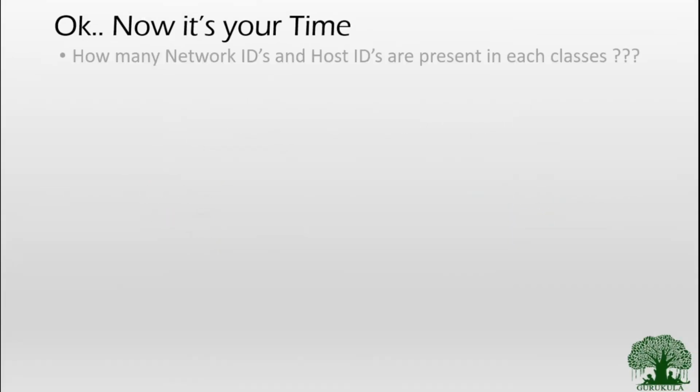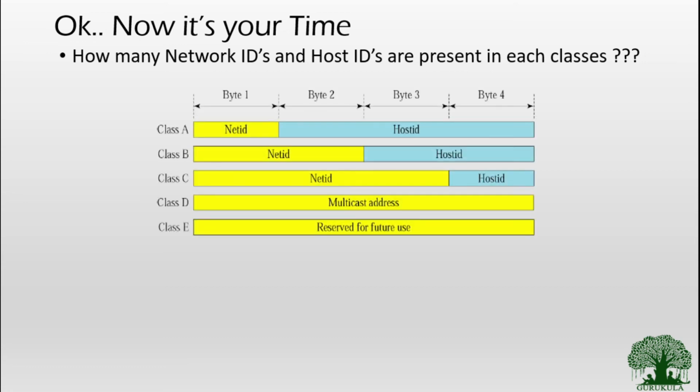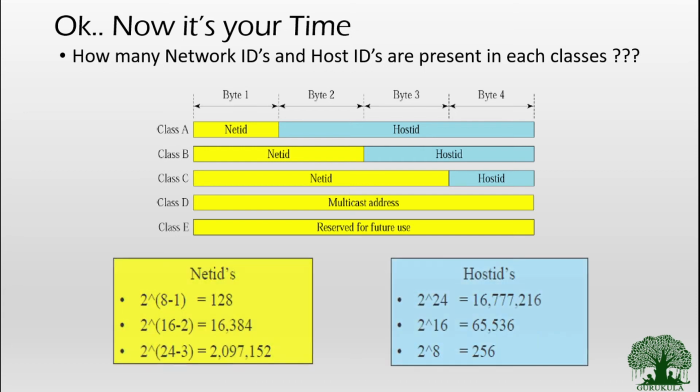So what I will do is, you can pause the video here and then you can try to find out. Yes, you can pause your video here and then you can try to answer the question. So how many network IDs and host IDs are present in each of the classes? That is the question, and this is the figure, given for your reference. You can pause your video here and try to answer the question, but as of now I will just march forward.